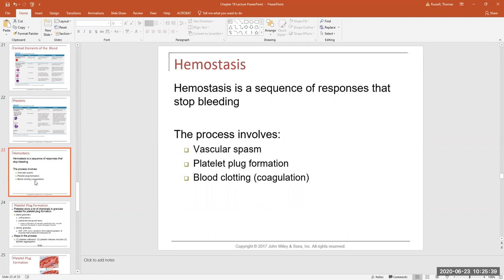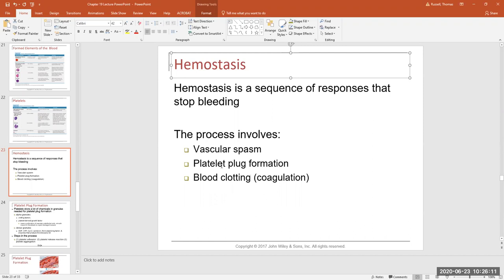All right, so the next thing we have to talk about is how we stop blood from leaving a broken vessel, which we call bleeding, right? How do you stop bleeding? Well, the stoppage of blood flow out of a broken vessel is called hemostasis, by the way. That word means the stoppage of blood flow. So there's three mechanisms involved in our body for stopping bleeding. Everybody knows the last one. We know we clot our blood, right?